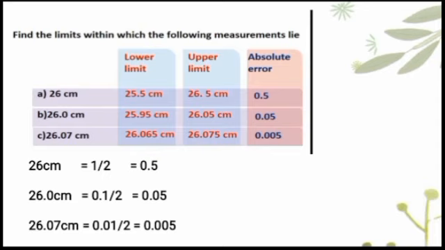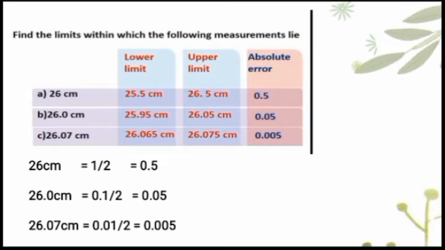Moving on, let's take more examples. We have three experiments. We measured three lengths. The first one is 26 centimeter, the second is 26.0 centimeter, the third is 26.07 centimeter. To get the lower and upper limit, we need to look for the absolute error. For 26 centimeter, which is experiment A, we have 1 over 2. Remember, 2 is a constant.